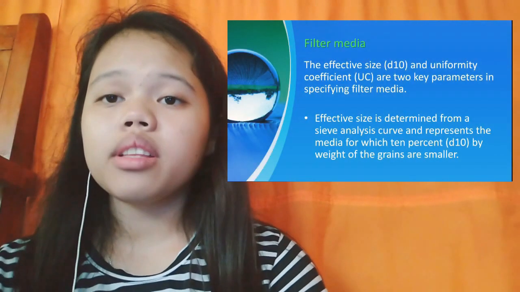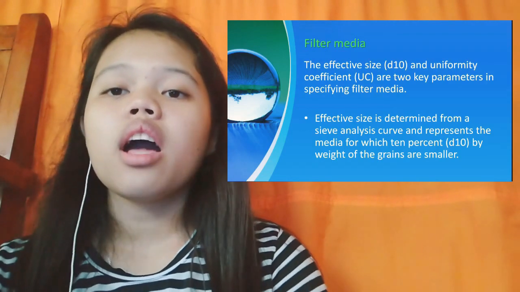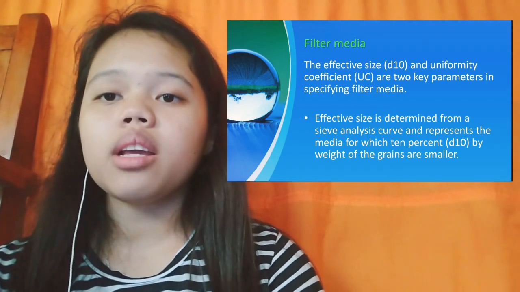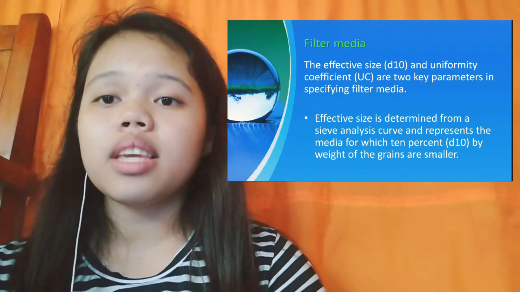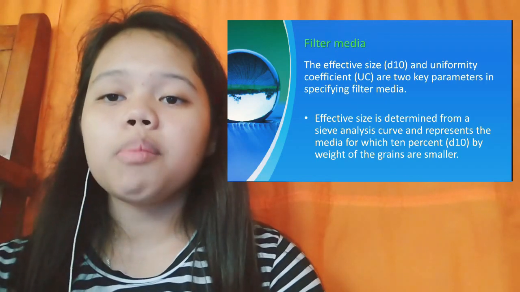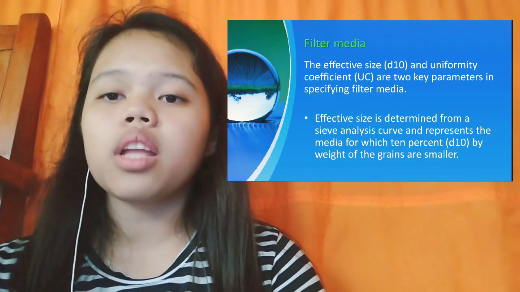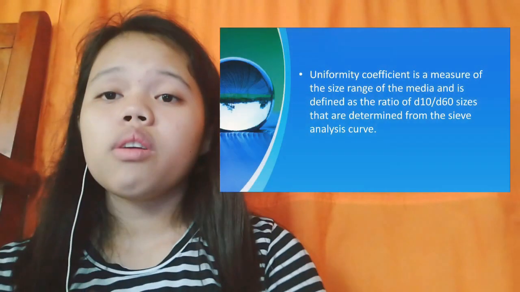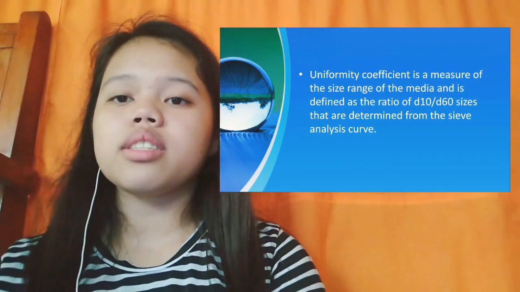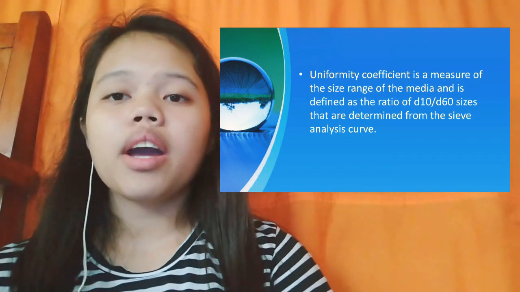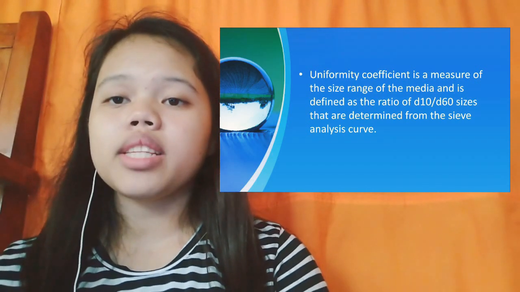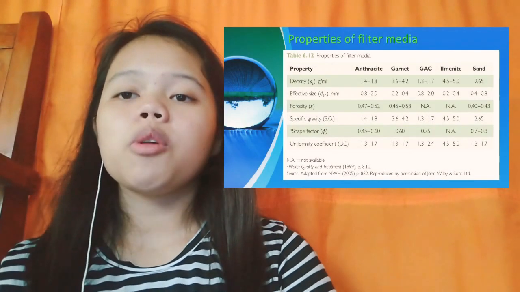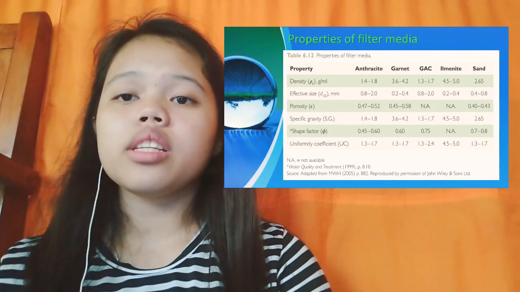Filter media. The effective size and uniformity coefficient are two key parameters in specifying filter media. Effective size is determined from a sieve analysis curve and represents the size for which 10% by weight of the grains are smaller. Uniformity coefficient is a measure of the size range of the media and is defined as the ratio of D60 over D10 sizes that are determined from the sieve analysis curve. Table 6.12 shows properties of filter media.